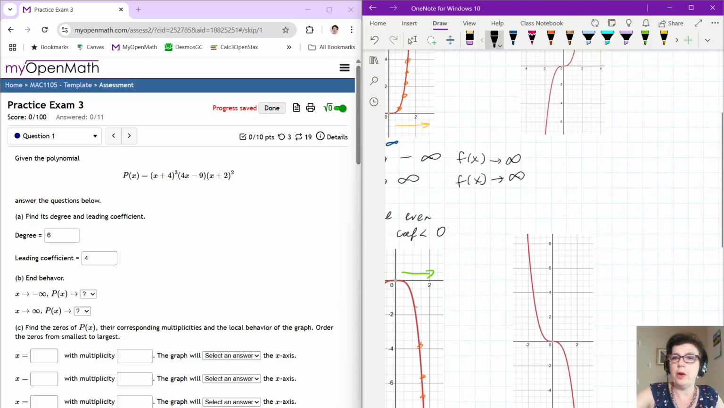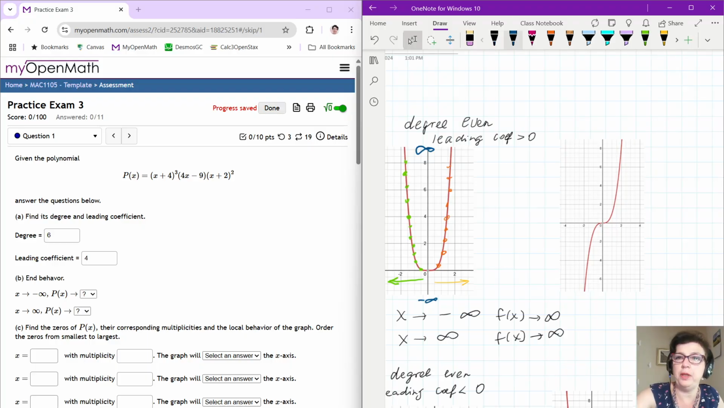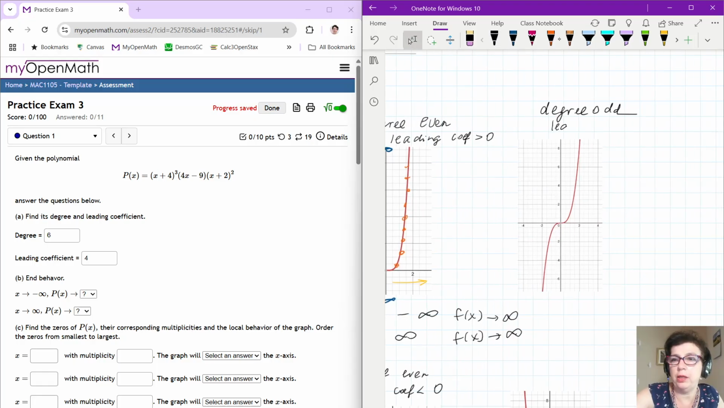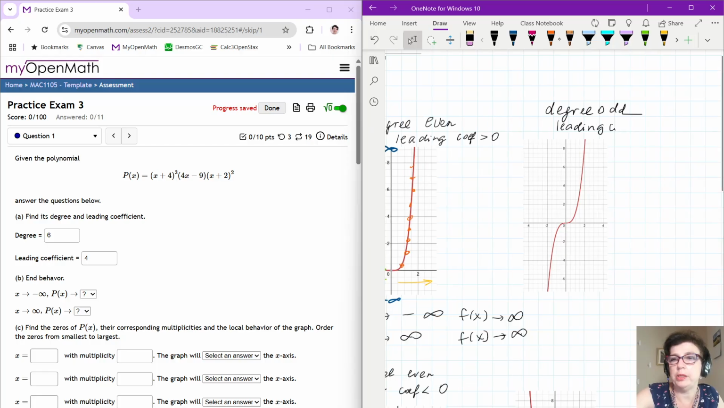Now, what about the odd cases? So if the degree is odd and leading coefficient positive, what is happening then?